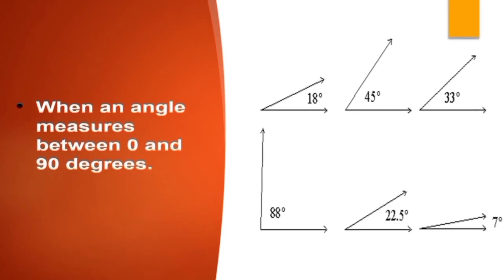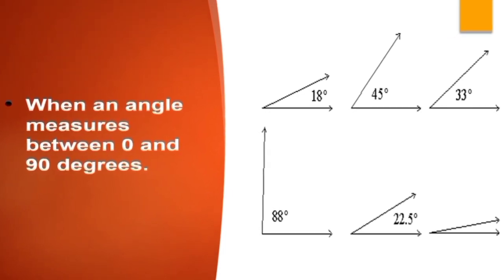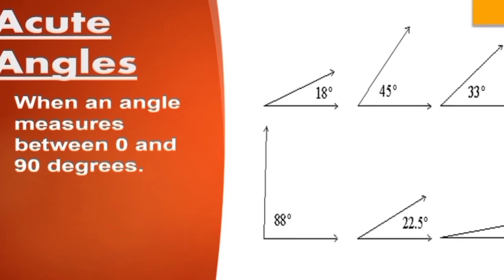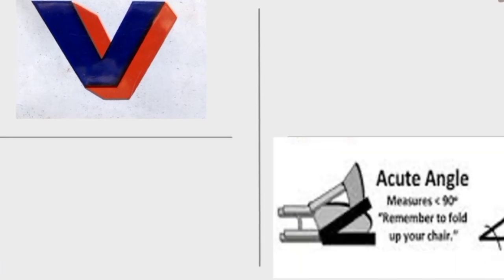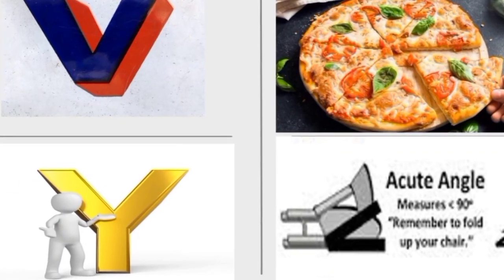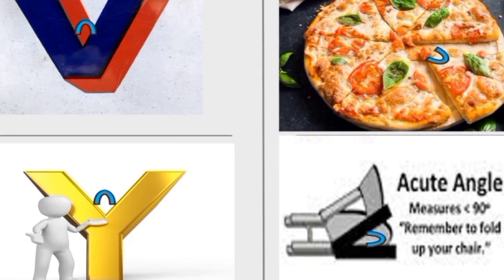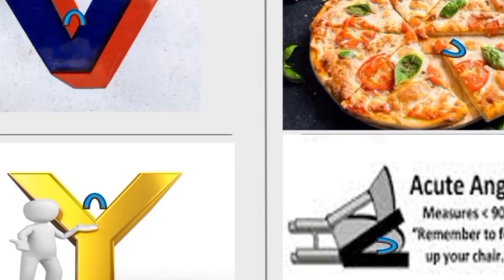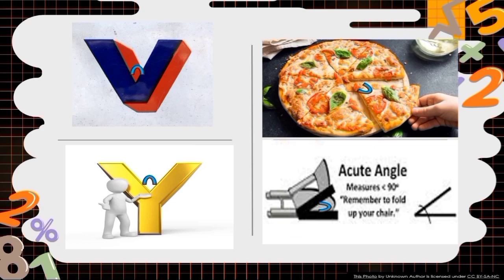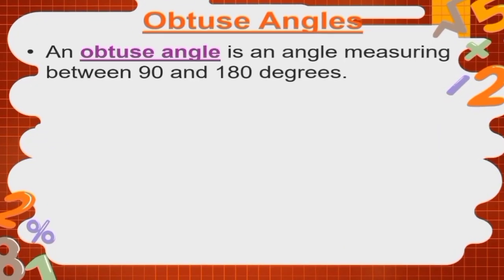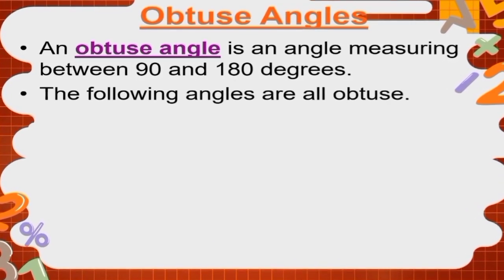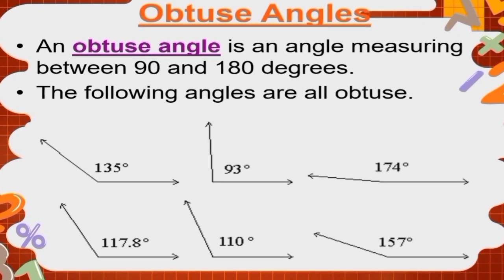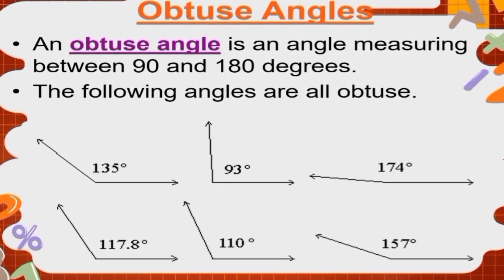Between 0 and 90 degrees, an angle is called as acute angle. This angle is small and kind of cute. It looks like a V or the top of Y or the angle you see as you eat pizza. Remember, acute angle measures less than 90 degrees. Obtuse angle. An obtuse angle is an angle measuring between 90 degrees and 180 degrees. So these are the examples of obtuse angle.